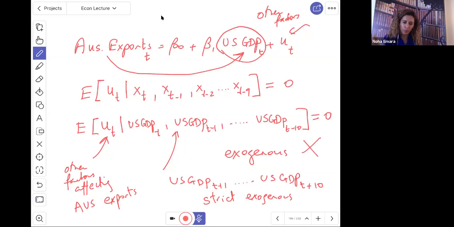Why did I think about Australian imports? Because the Australian exports affect the Australian economy, and one of the variables in the Australian economy is Australian imports. And if Australian imports from the US are affecting the US GDP, then we have this two-way causation too. And in this case, I'm going to say US GDP is endogenous. Accordingly, I cannot satisfy this assumption.